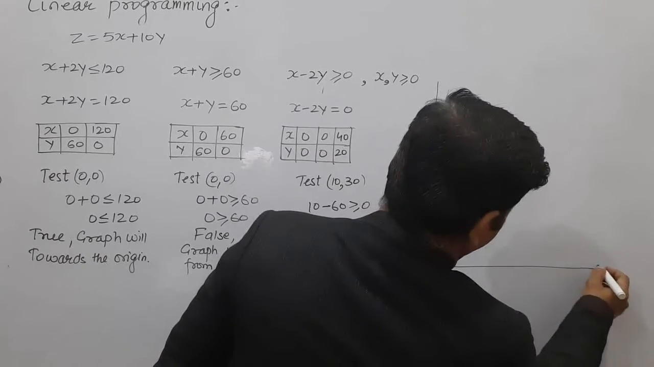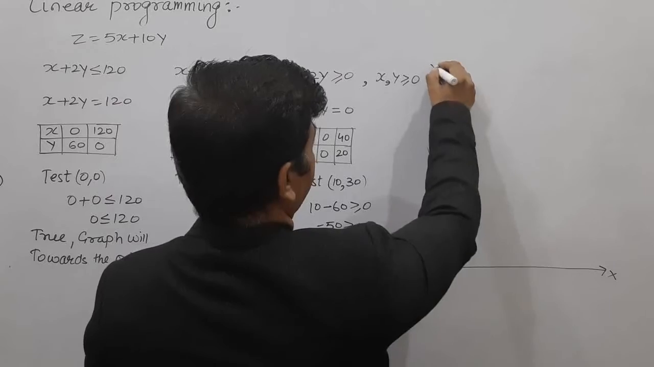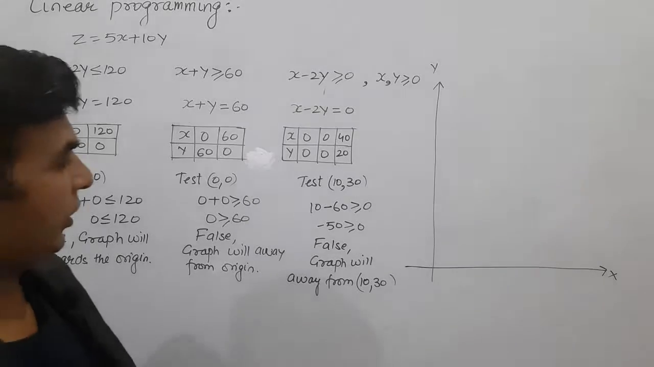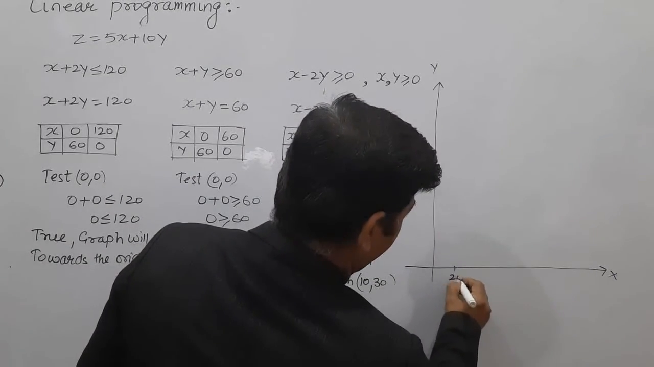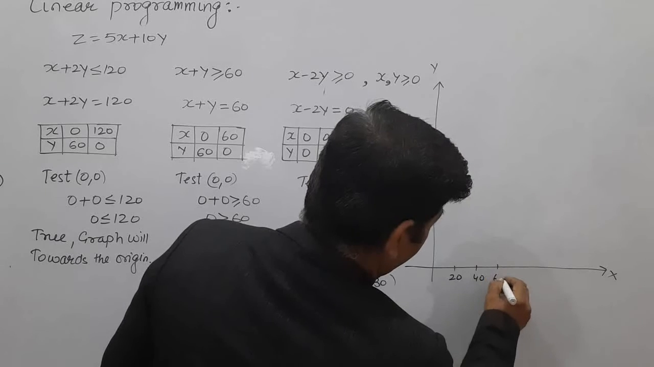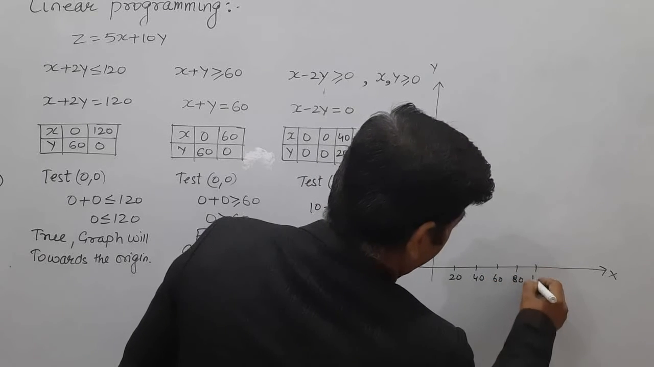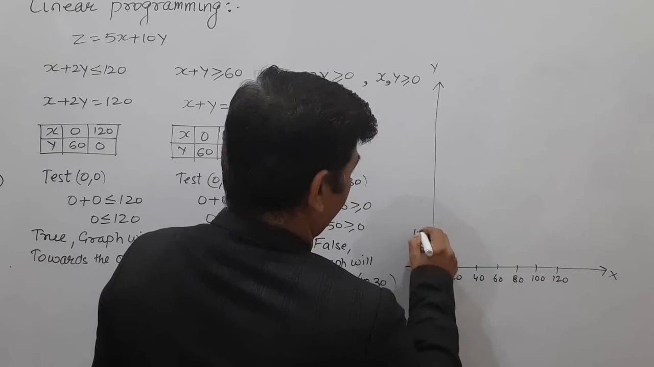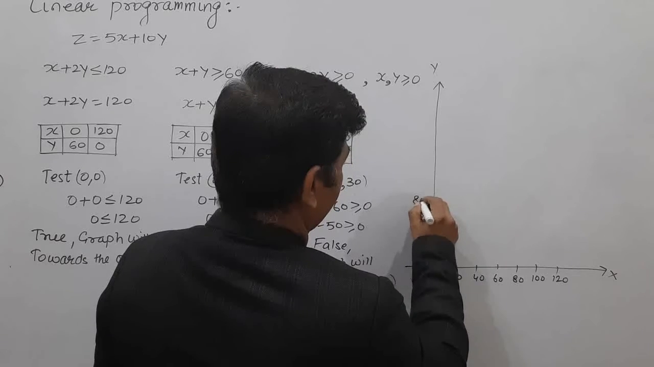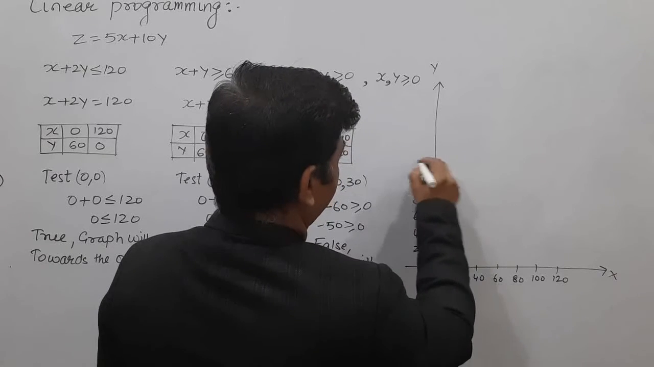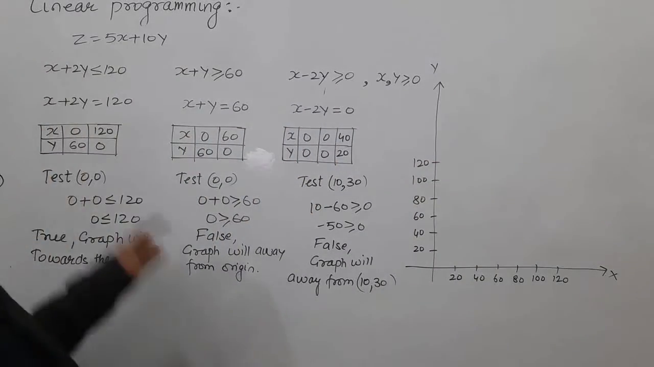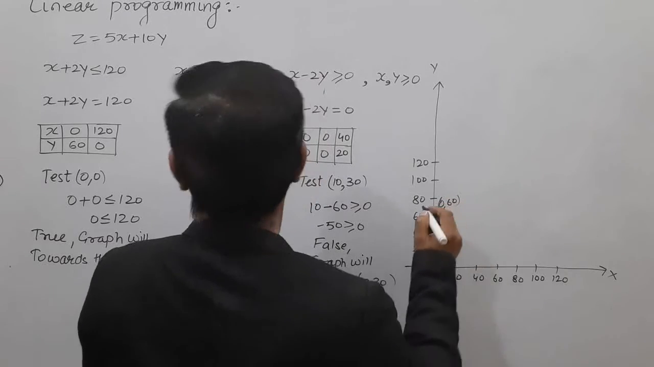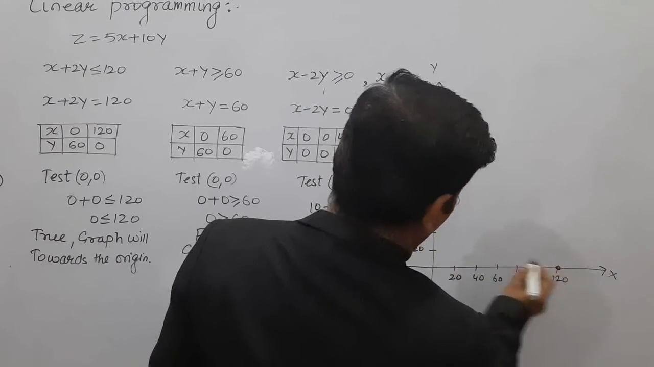This is the x-axis, this is the y-axis, and because we are taking points up to 120, let me start with 20. So this is 20, 40, 60, 80, 100 and 120. Same here: this is 20, 40, 60, 80, 100 and last is 120. So the first point is 0, 60, here is 0, 60. Next is 120, 0. 120, 0 is this one.